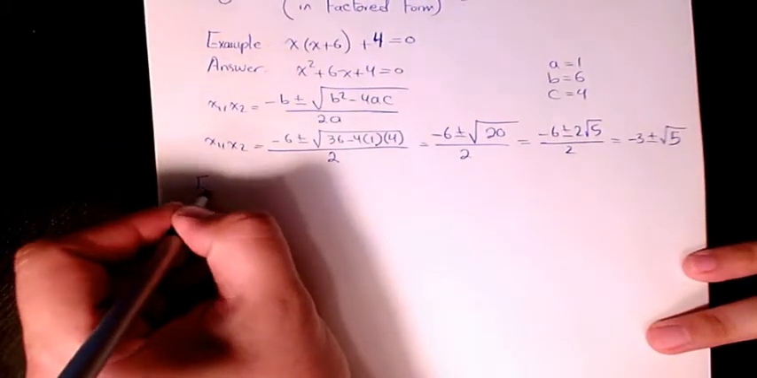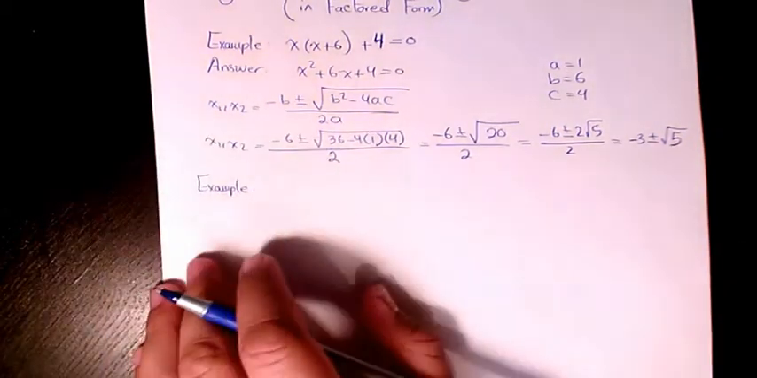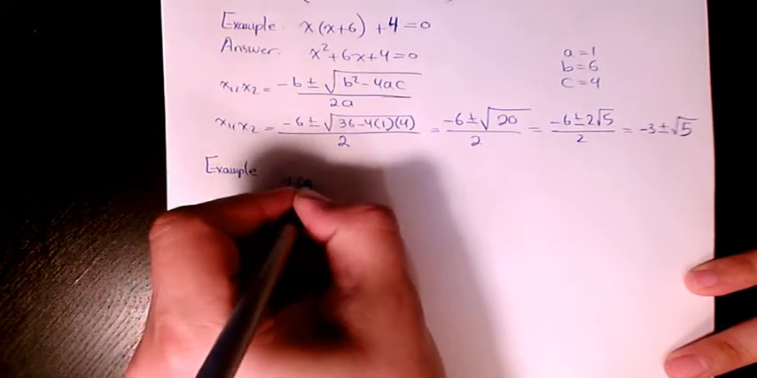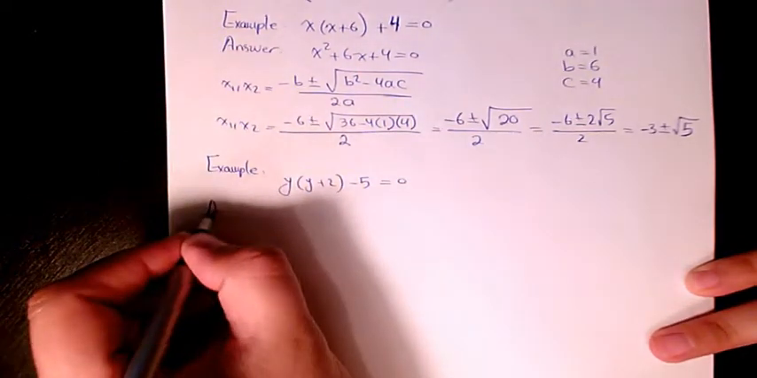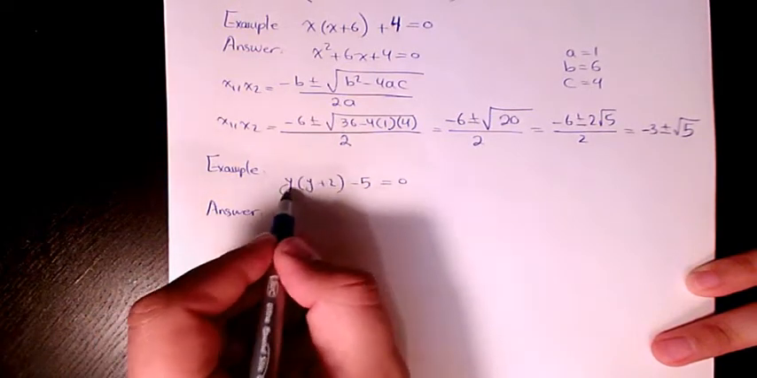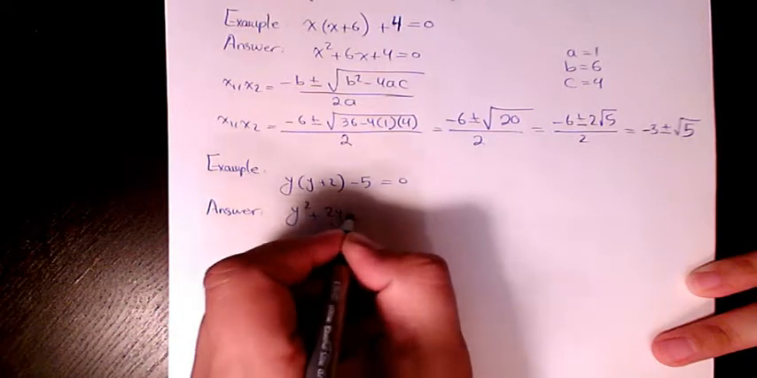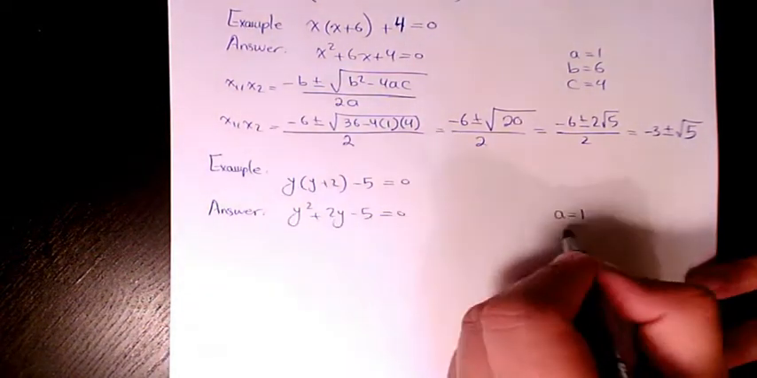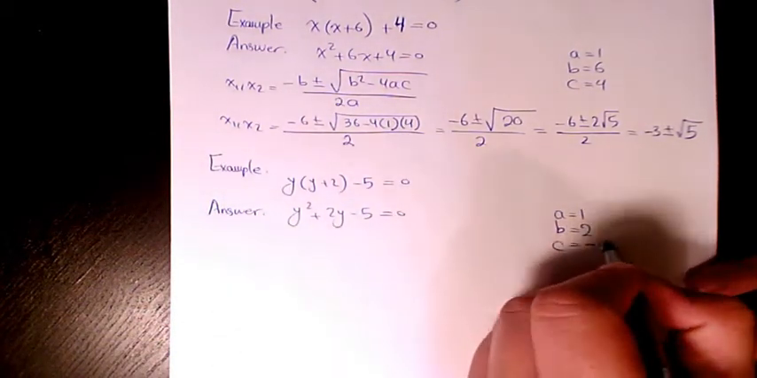Next example. I have y times (y plus 2) minus 5 equals 0. Answer here is, I need to distribute this one, y times y, y squared, y times 2, 2y, minus 5 equals 0. a is 1, the coefficient of y squared. b is the coefficient of y, which is 2. And c is this one, which is negative 5.